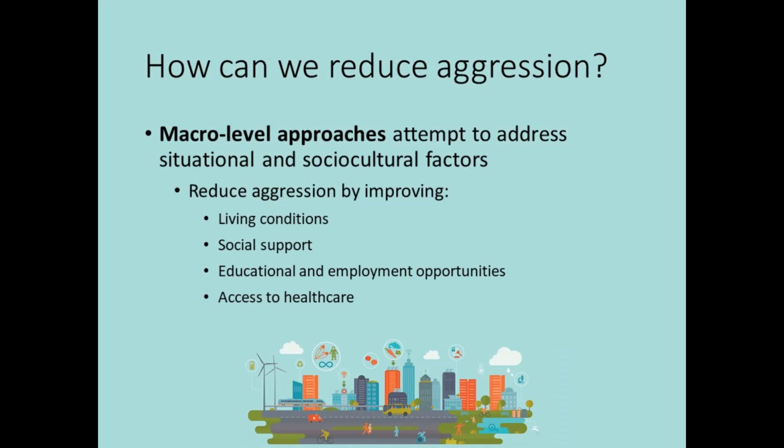Macro-level approaches attempt to address situational and socio-cultural factors. They are usually implemented at the institutional and societal levels, but may be directed at individuals and groups. The first strategy that helps is to address the causes of aggression, to minimize frustration, negative experiences, and so on. This can be done by improving living conditions, social support, opportunities for education and employment, and access to healthcare. Communities with these features tend to report lower rates of aggression.